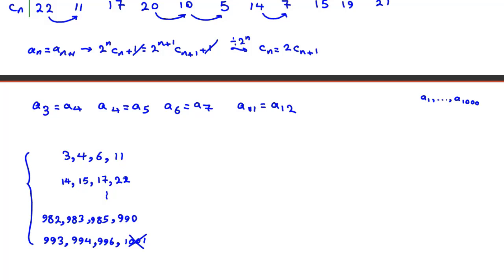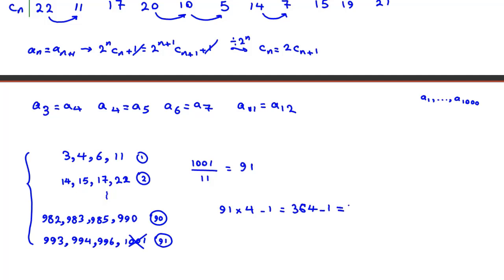Now we should calculate all these things. If we want to find the number of cases, we say, okay, let's consider 1001 over 11. Look, 22 over 11, the number of groups. For example, it is one group. If we divide it, it will be 9, 99, 11, 91. So it will be the 91st one, 90. So we have 91 groups, 91 times 4 minus 1. And if we calculate that, it will be 364 minus 1, 363.